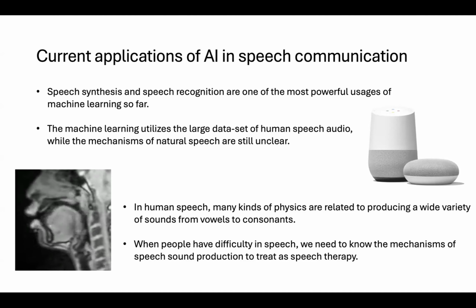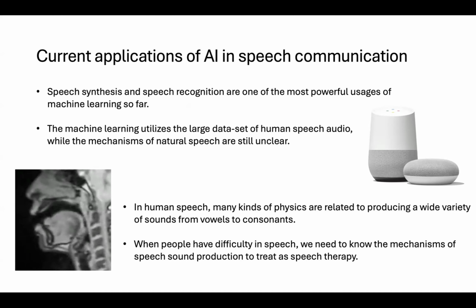And those are utilized in products like Siri, Alexa, and Google Home. Machine learning enabled us to synthesize natural human speech using a large dataset of human speech audio, and the naturalness was much improved from the previous models. However, inside of machine learning is a black box, and natural human speech synthesis does not mean that the model understood the mechanisms of actual human speech.